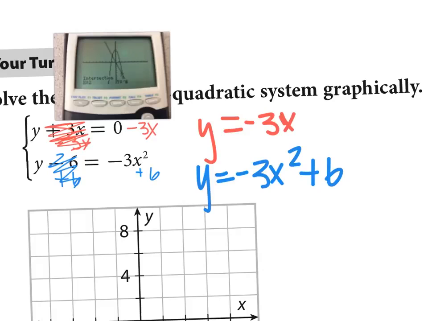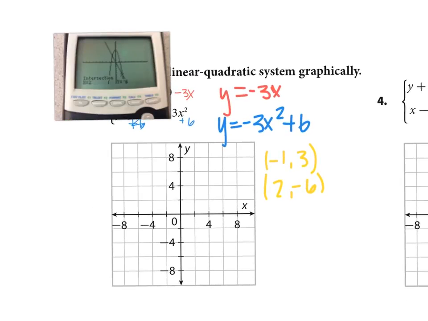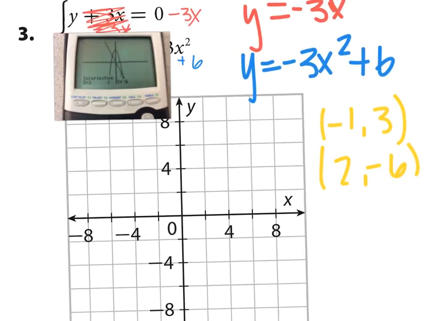So our two solutions were, what was the first one? Negative 1, 3. And, okay. So now you're going to graph this. Now, do you think I'm looking for a 100% accurate graph? No, I don't need to be perfect. I don't demand perfection most days.